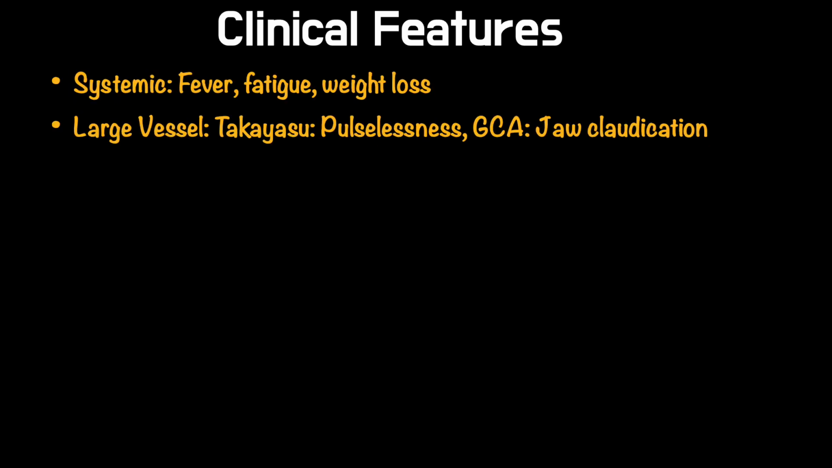The clinical features depend on the vessels affected, right? The systemic features that are common for all vasculitis are fever, fatigue, and weight loss. In large vessel, as in Takayasu, the clinical feature is pulselessness, and in GCA it is jaw claudication. Claudication is pain from constriction of vessels on use, right? And GCA is giant cell arteritis. I have already talked about it.